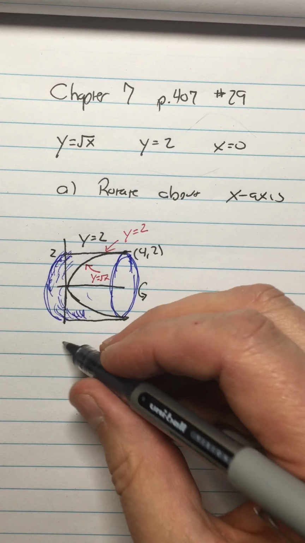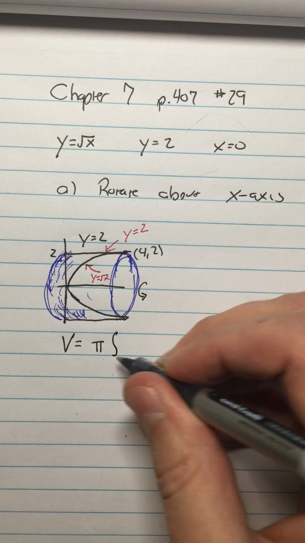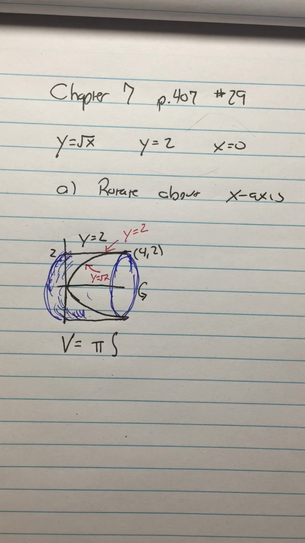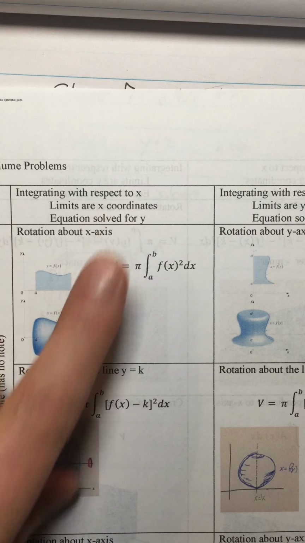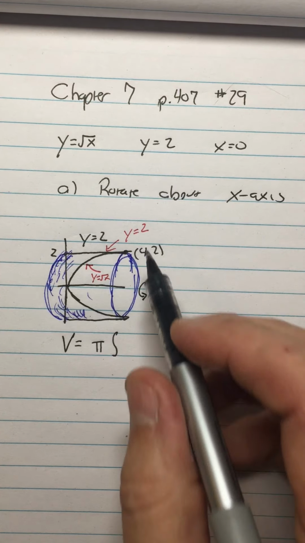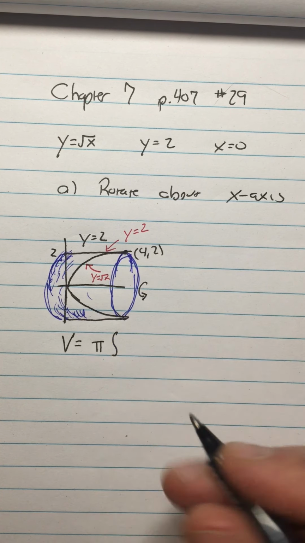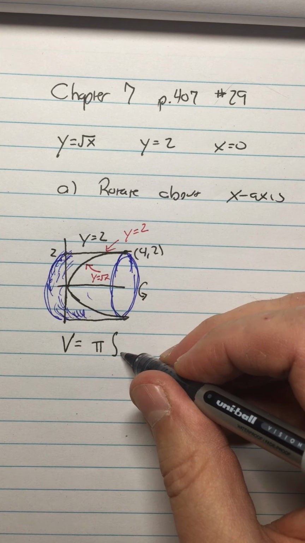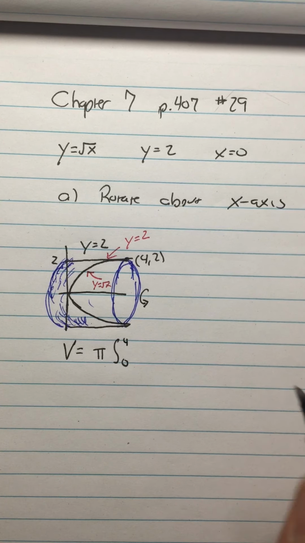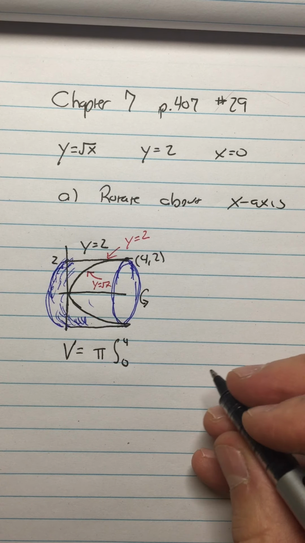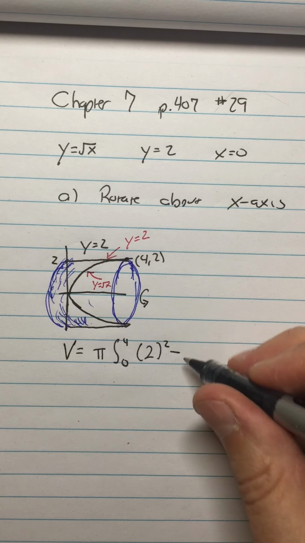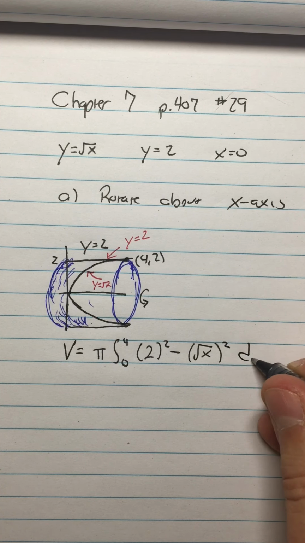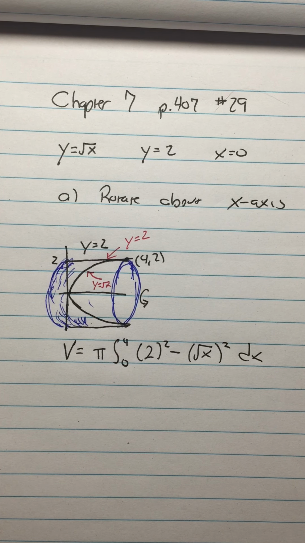So I'm going to write that the volume is equal to pi times the integral from... Now, this is the x-axis, so my limits are x coordinates, since I'm integrating with respect to x. And my equations need to be solved for y, which makes sense with y equals 2 and y equals square root x. So the limits are x coordinates, 0 to 4, because my x coordinate is 4. Then I have to do g of x squared. So my outer function is 2 squared, minus my inner function squared, which is square root x squared, and then dx. And then you would just do that integral. Not too hard to do. There's no symmetry you can take advantage of there, but that's an easy one to do.